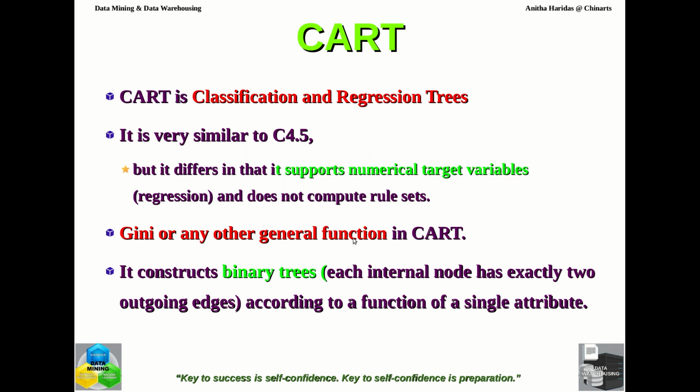Okay, and the CART algorithm uses either Gini or any other general function, something like the Twoing criteria. That function can also be used for the classification process or the decision tree construction process. The CART algorithm actually constructs only binary trees. It constructs binary trees according to a function of a single attribute. So it takes each single attribute, and whatever be the number of values of that particular attribute domain, it will try to construct the binary tree.